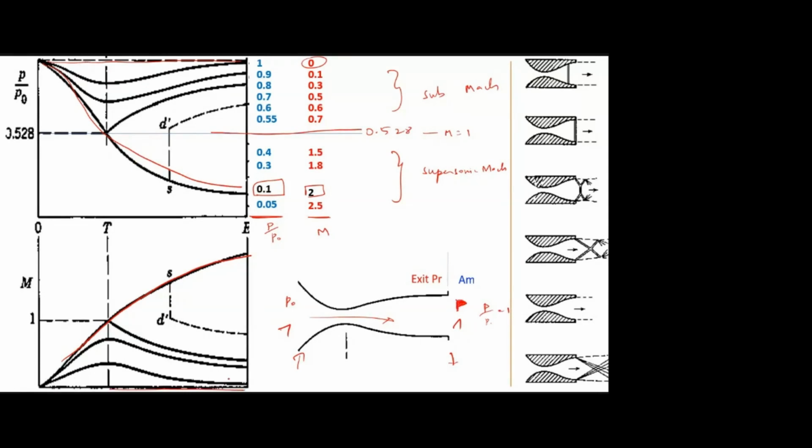Now little by little I'm increasing the pressure difference, that is, I'm reducing this pressure ratio. If the pressure ratio decreases, that means the pressure difference increases. That is clear, right? Yes, sir. So P by P naught decreases means the pressure difference across this duct increases.